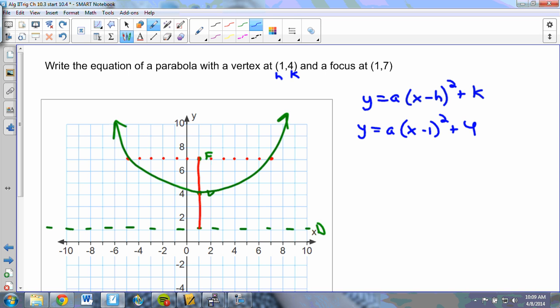How do I find a? Yeah, I can pick a point to plug in for x and y and solve for a. I cannot pick that point again. I've already used the vertex. You cannot plug back in the vertex to solve this. What's another point I could plug in?